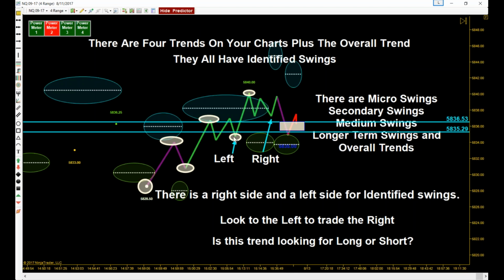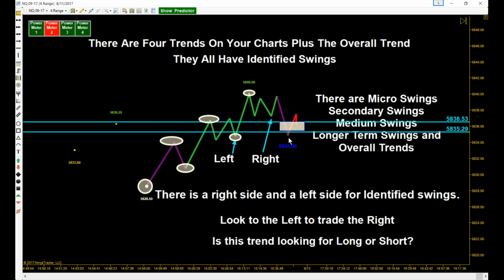It's looking to the left to trade the right. Now, I'm not going to leave the predictors on because it's a little more confusing with it, but you can see that that was a predictor even right there because it saw this price action. Okay? Remember always, there's a right side and a left side for identified swings.